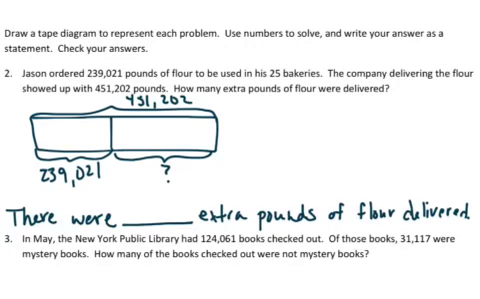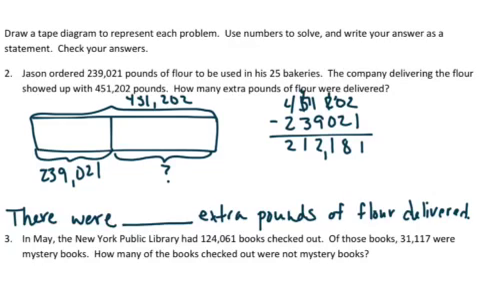So to find this, we can use our standard subtraction algorithm. Okay, and when you subtract those, we have a difference of 212,181. So that would go right here, 212,181. So let's make sure that we did everything that we were supposed to do. So we had to draw a tape diagram. We did. Use numbers to solve and write your answer as a statement, and we did that as well.